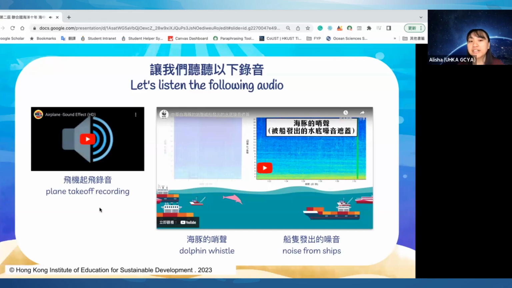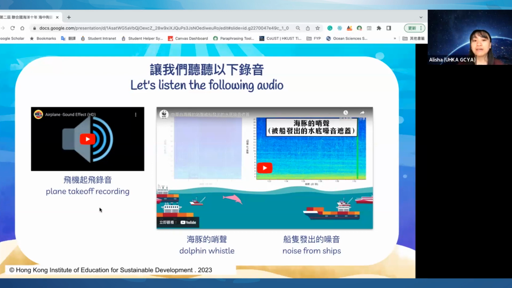So when you hear this sound, what do you feel? Perhaps you might think, oh, it is quite noisy. To humans, it is very noisy and we are not very comfortable with this sound. But the Chinese white dolphins actually have the same feeling as us. They also don't like this sound.